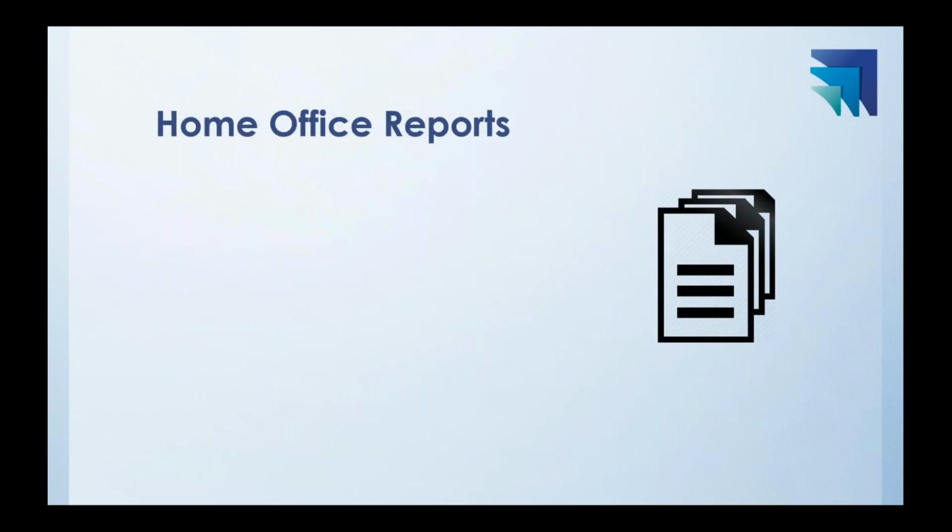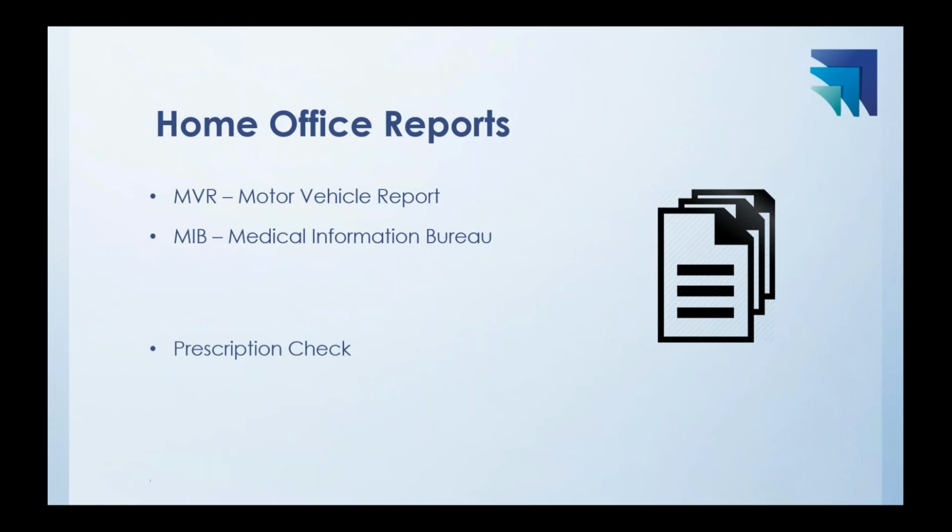After that, the carrier will order what are called home office reports. Those break down into an MVR, which is a motor vehicle report, an MIB, which is a check of the Medical Information Bureau, and a prescription check.